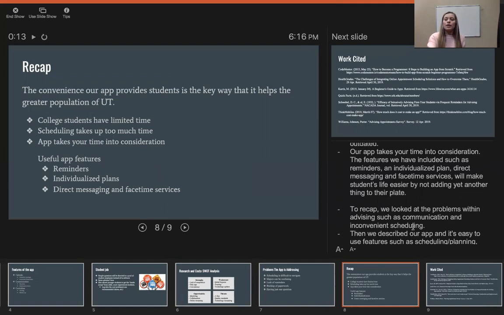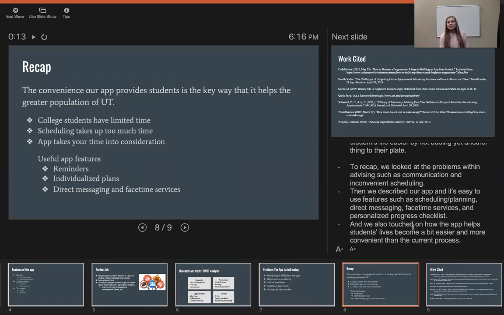So to recap, we looked at the problems with advising such as communication and inconvenient scheduling. We described our app and its easy-to-use features such as scheduling and planning, direct messaging, FaceTime services, and our checklist. And we also touched on how the app will make our lives easier and our advisors' lives easier.